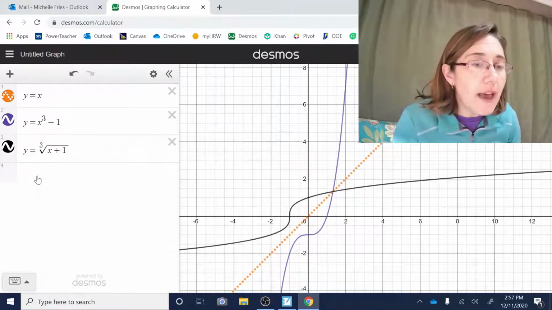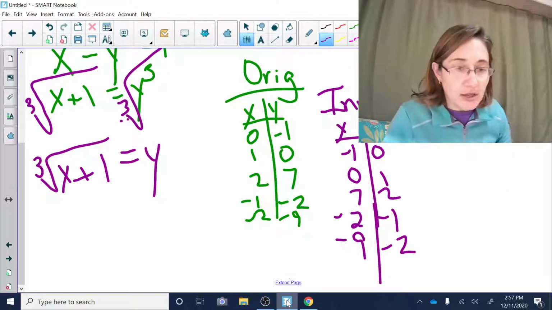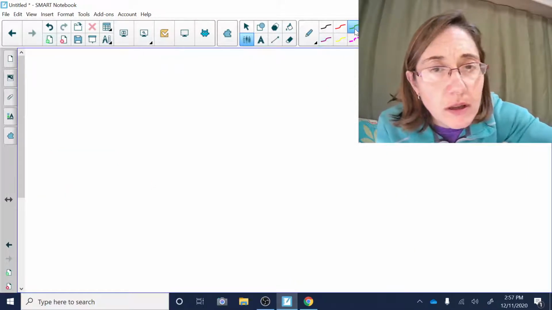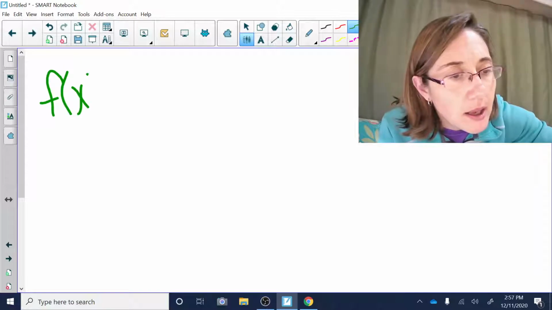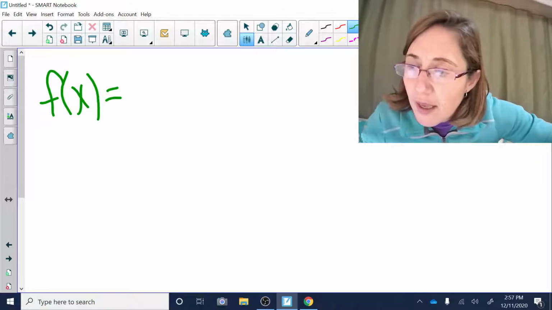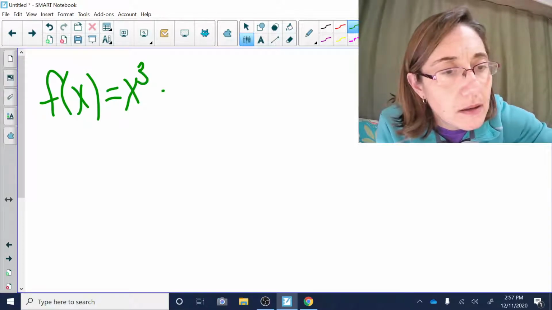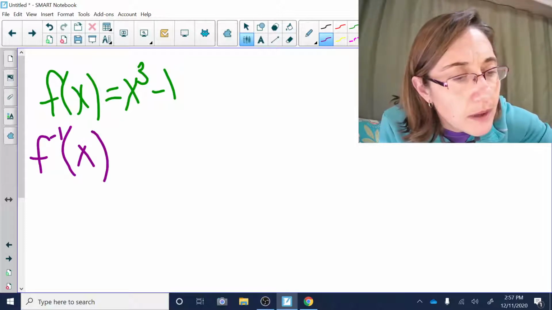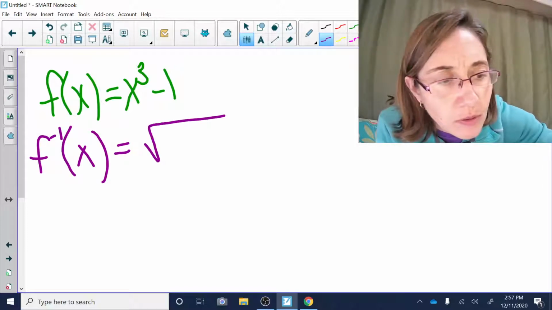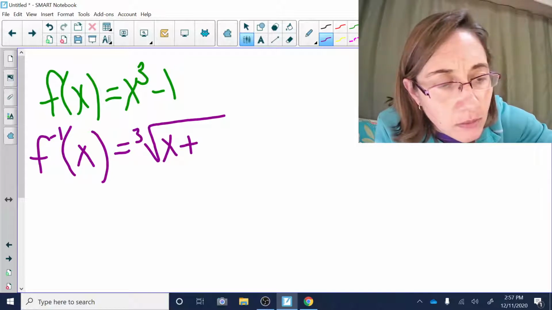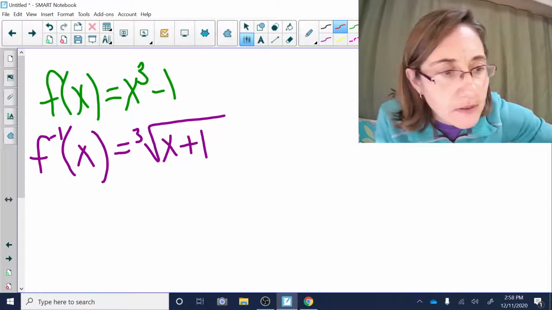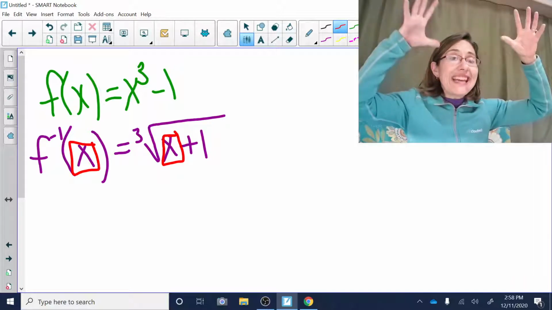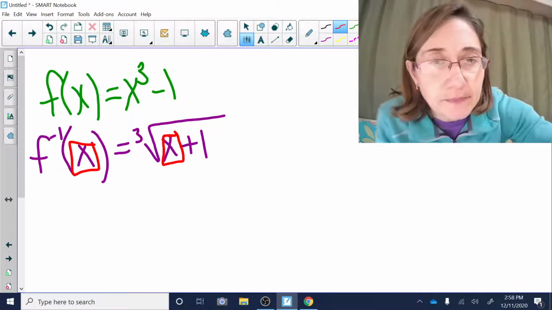Let's see. Oh yeah, we should prove that one by composition. So to do this, I get a new page here. So my original, I'm going to put my original in green. It was x cubed minus 1. And I'll put the inverse in purple. It was the cube root of x plus 1. And so let me give myself some room here to think. So I'm going to put the original function, the green, into those red boxes.